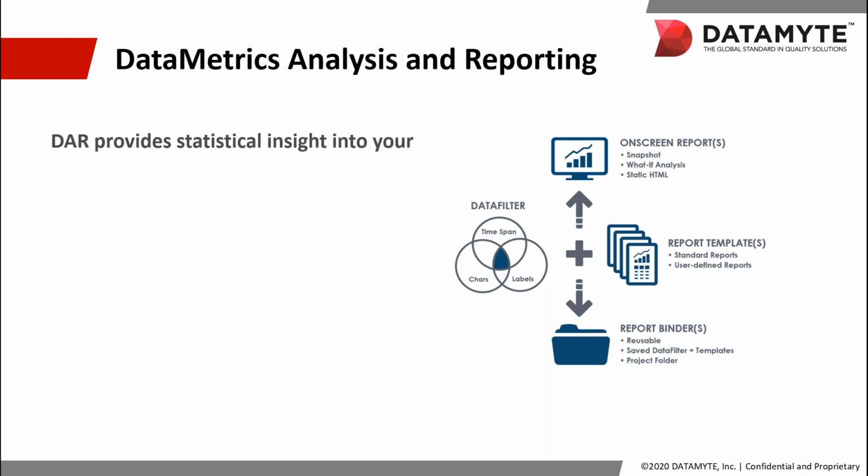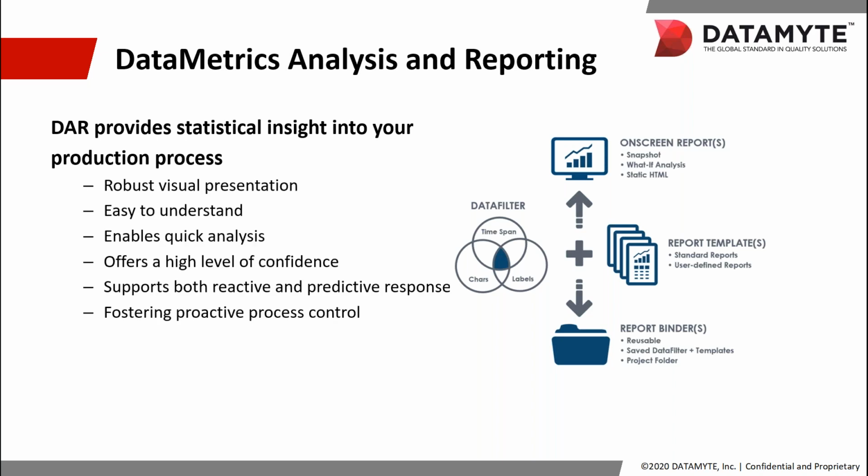DataMetrics Analysis and Reporting, called DAR, provides statistical insight into production data with easy access to information ranging from a broad data set to distinct causes of variation such as operator interactions or equipment performance. This powerful analysis tool helps users determine the effectiveness of the production process to maintain or improve product quality, meet production goals, reduce scrap and rework, which reduces cost, and comply with customer requirements and industry standards.